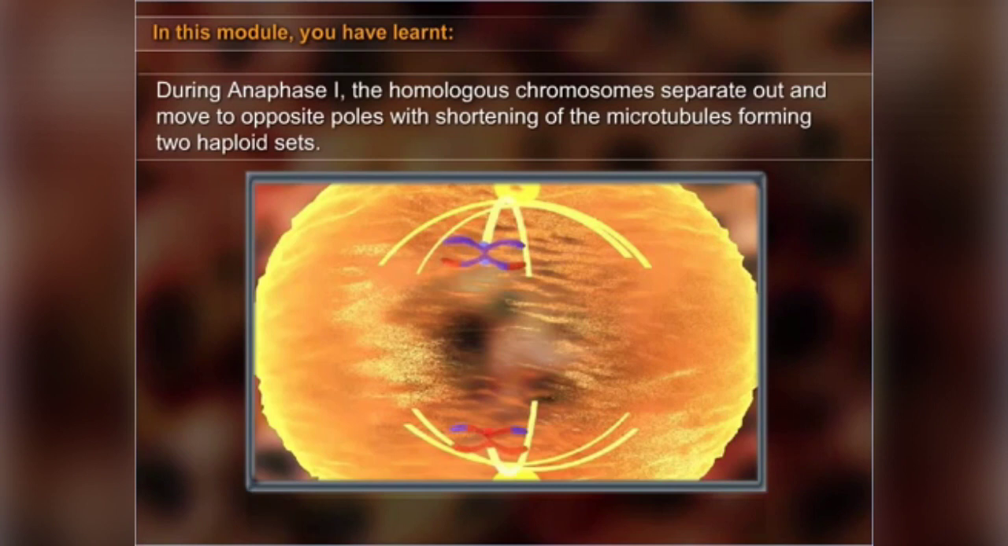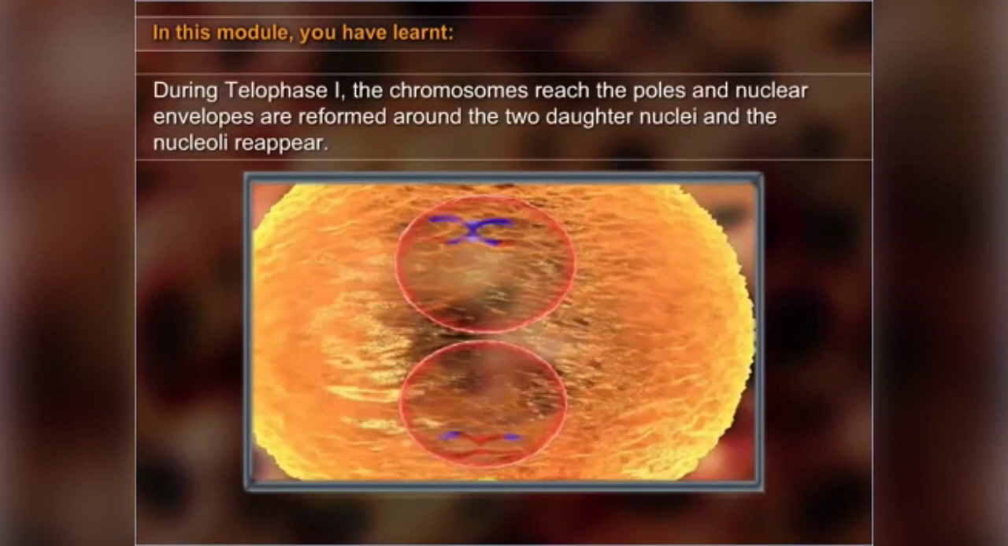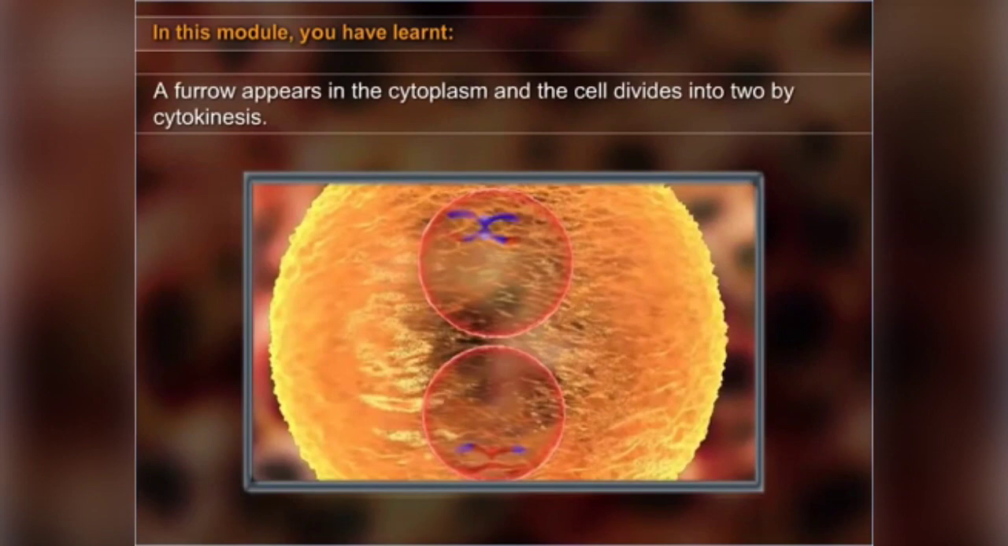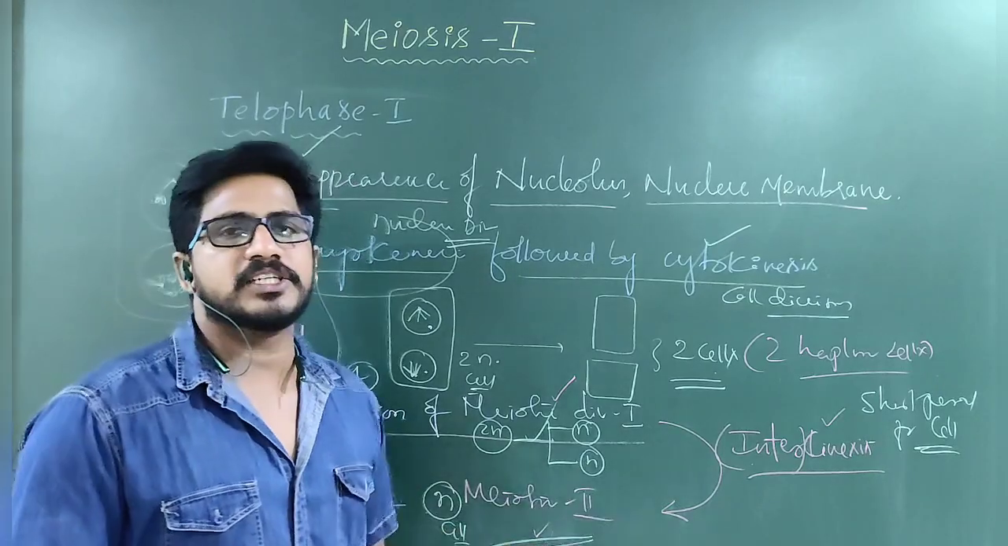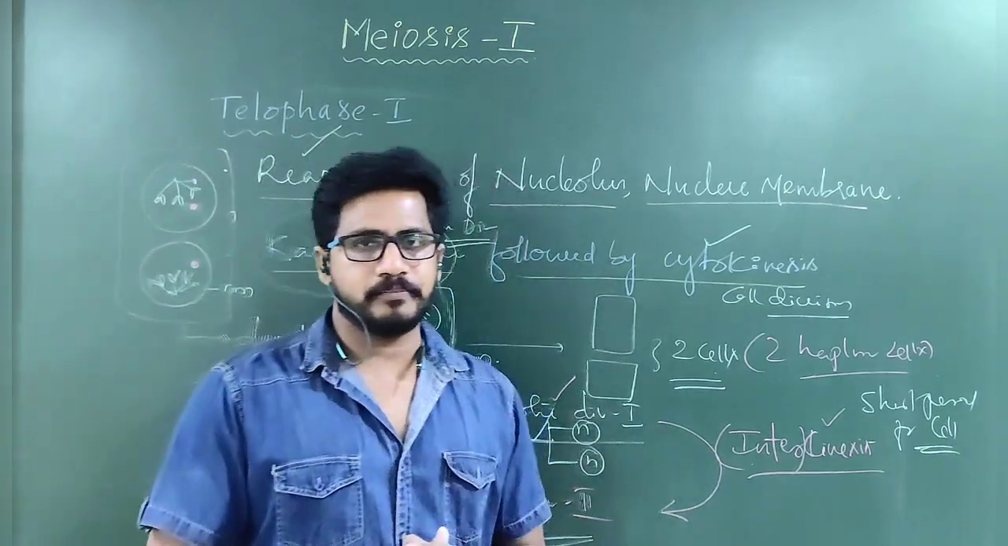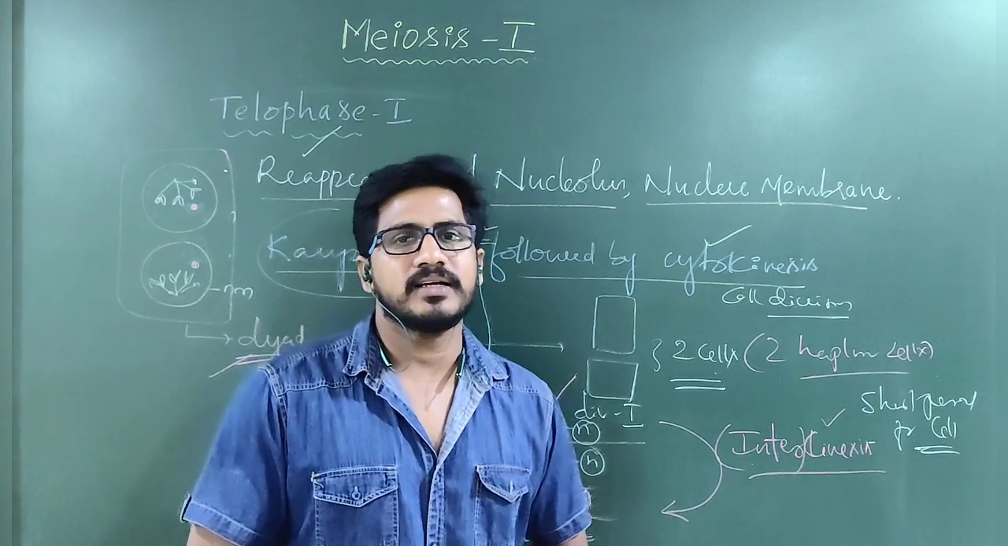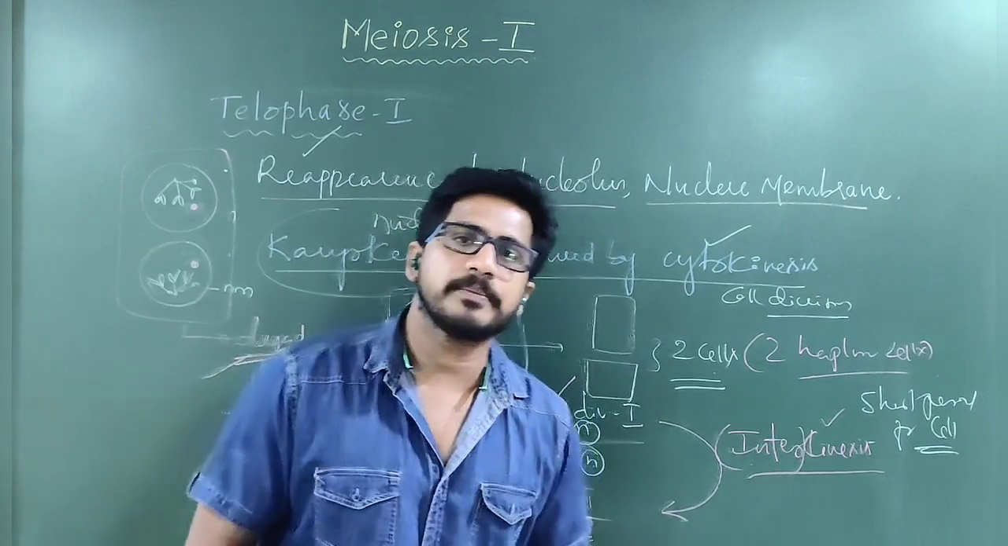During anaphase 1, the homologous chromosomes separate out and move to opposite poles with shortening of the microtubules, forming 2 haploid sets. During telophase 1, the chromosomes reach the poles and nuclear envelopes are reformed around the 2 daughter nuclei and the nucleoli reappear. A furrow appears in the cytoplasm and the cell divides into 2 by cytokinesis. In this session, we can say meiosis 1 is completed. What is the phase that comes between meiosis 1 and meiosis 2? The cell must go through interkinesis. Hope you understand the concept. Enjoy the assignment.